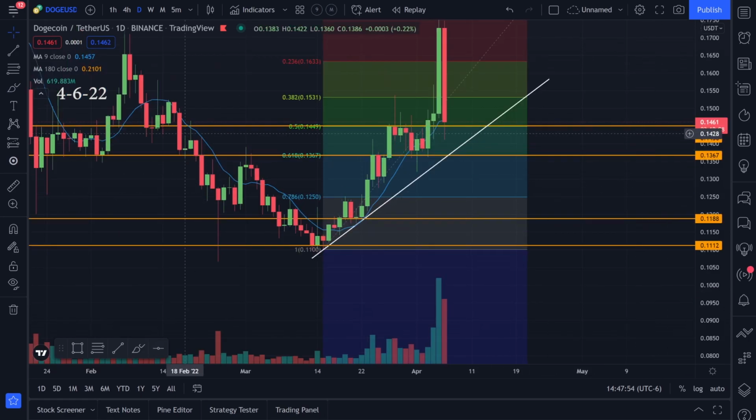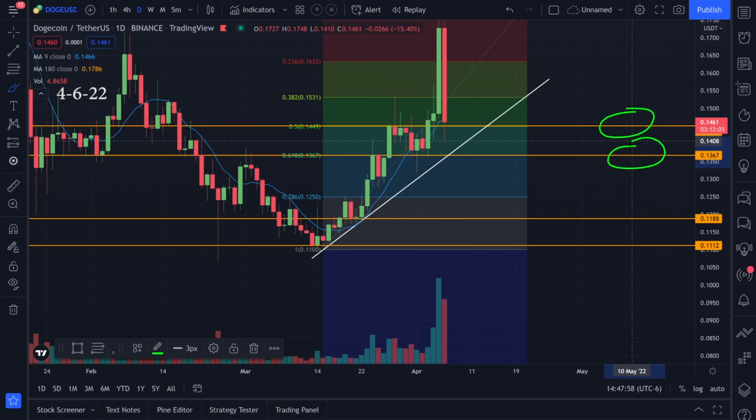So I think the places that I'm hoping for a bounce are .145, .136, and if we break the trend line going to the downside, then we could even get more confident on maybe hitting these targets sitting at .111 or .118.